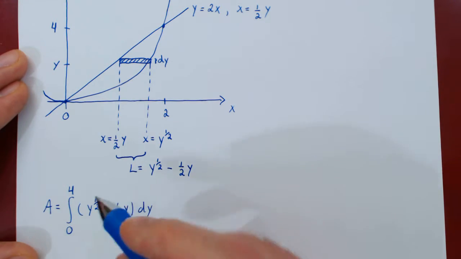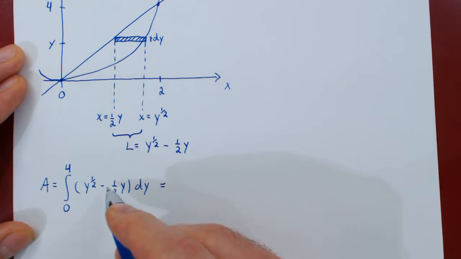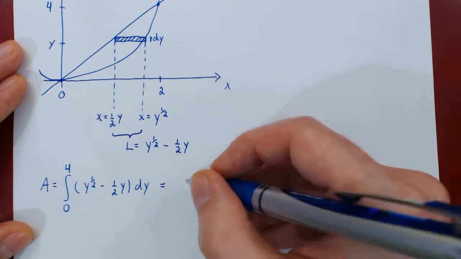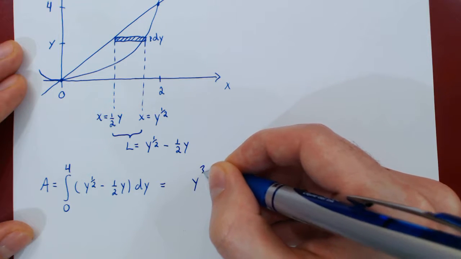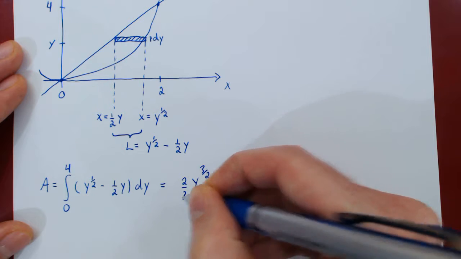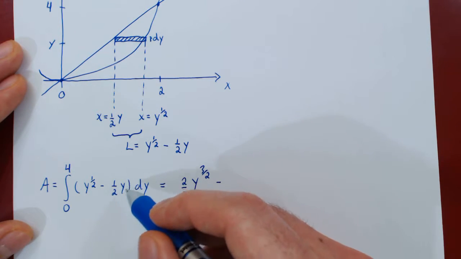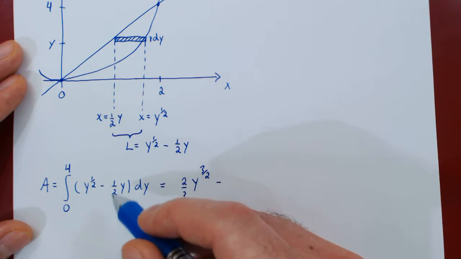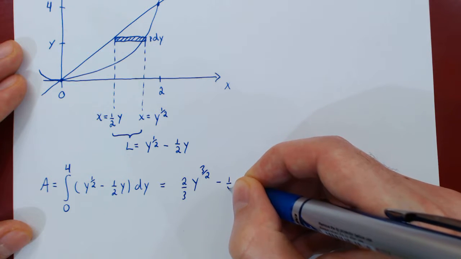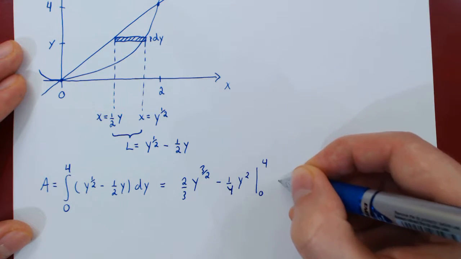And now, of course, to evaluate this, we use the fundamental theorem of calculus. We find an antiderivative from the power rule. So add 1 to the exponent: 1/2 plus 1 is 3/2. Divide by 3/2, of course, times 2/3. Minus 1/2 is a constant multiple. Power rule on y gives you y squared over 2, but 1/2 times 1/2 is 1/4. So minus 1/4 y squared, from 0 to 4.